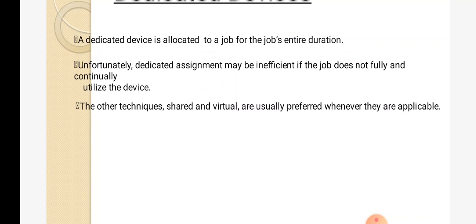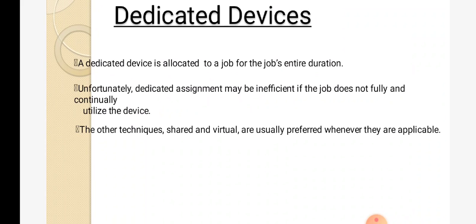For your understanding, take the printer. The printer offers printing services. The printer can do the printing operation for only one document at a time, isn't it? The printer cannot print multiple documents at a time, so it is dedicated. The printer is fully assigned to one document. So the printer is a dedicated device.